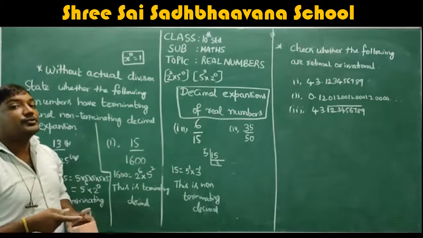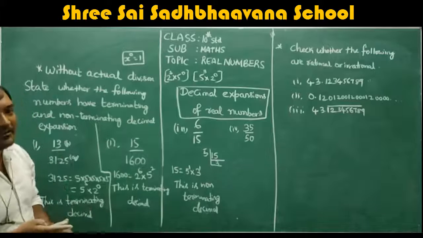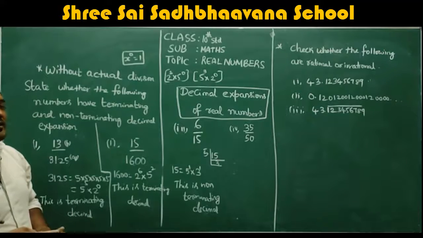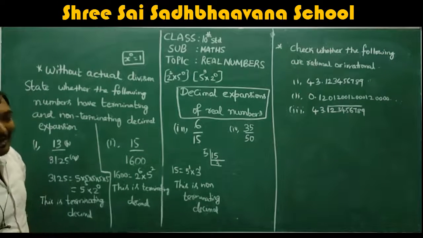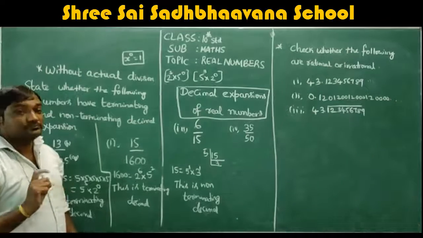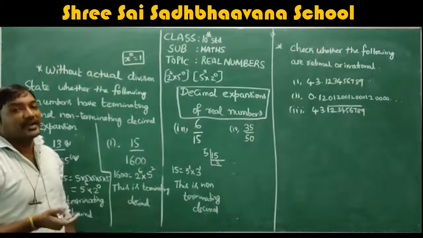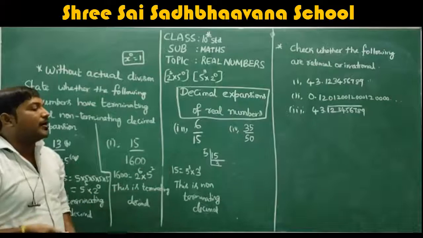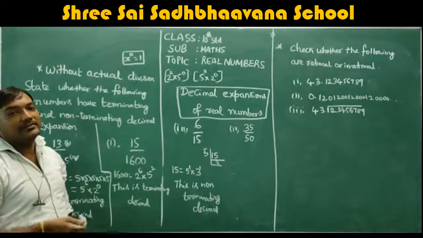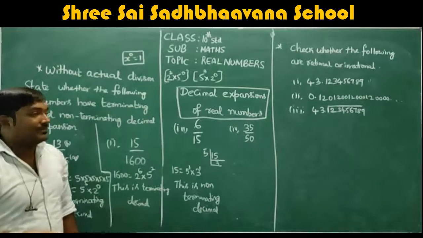As I said, you should have 2 alone, or you should have 5 alone, or you have both 2 and 5 also. But you should not have any other prime factor apart from 2 and 5. But we have 3 here. Definitely, it is a non-terminating decimal.